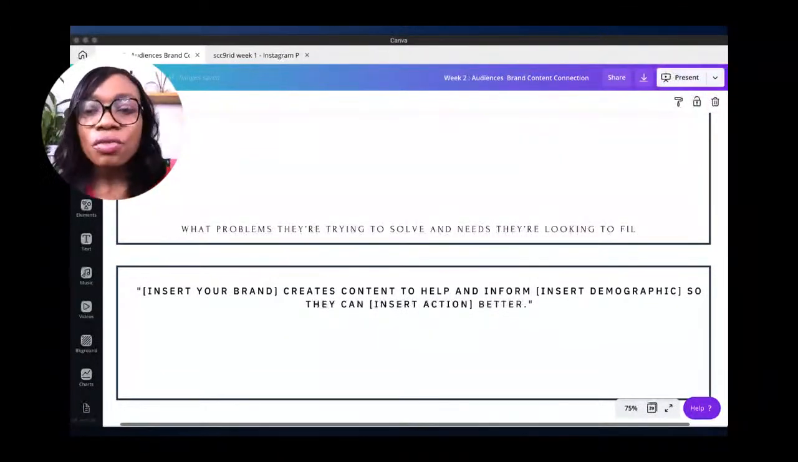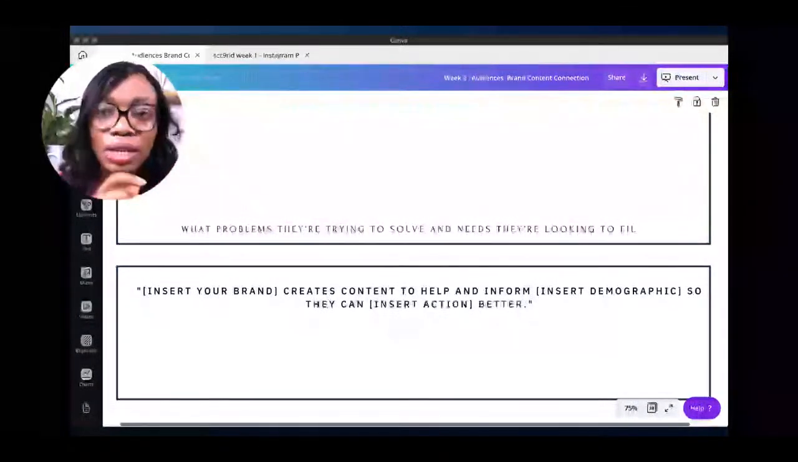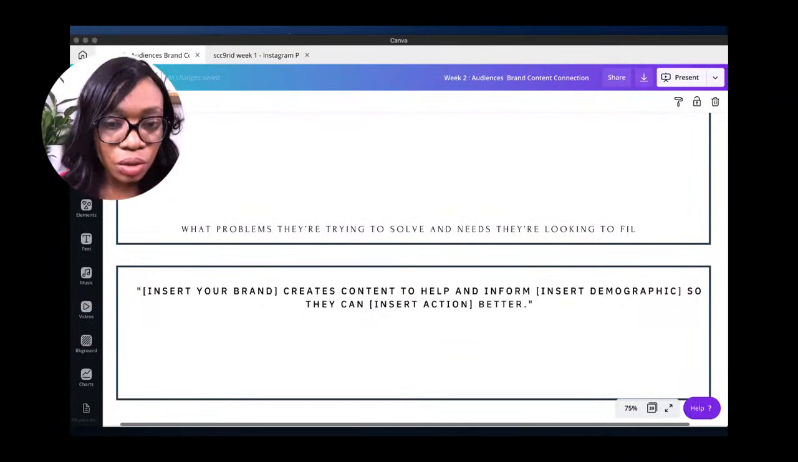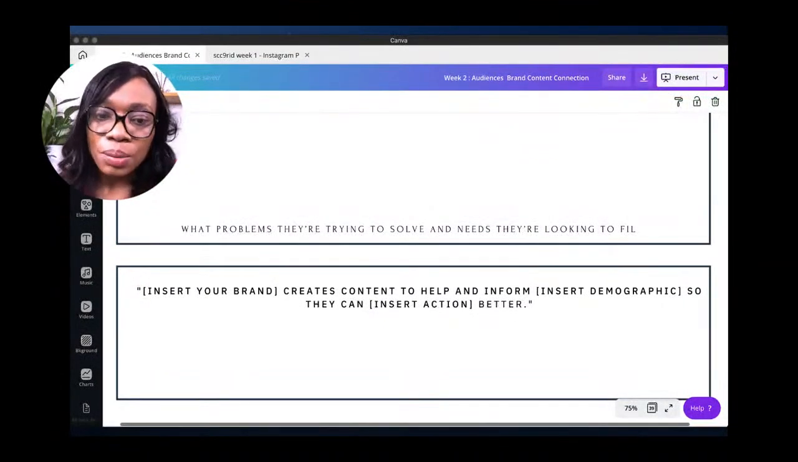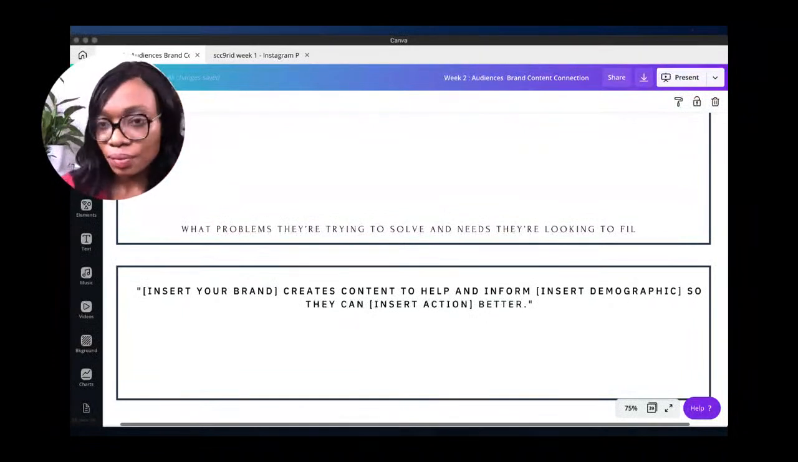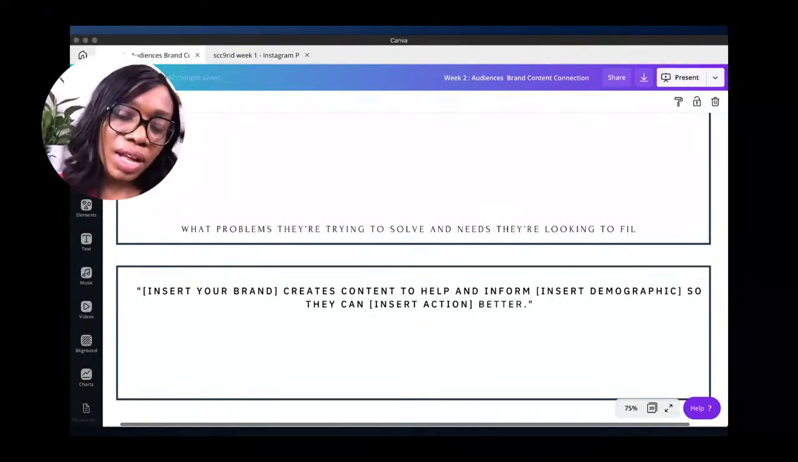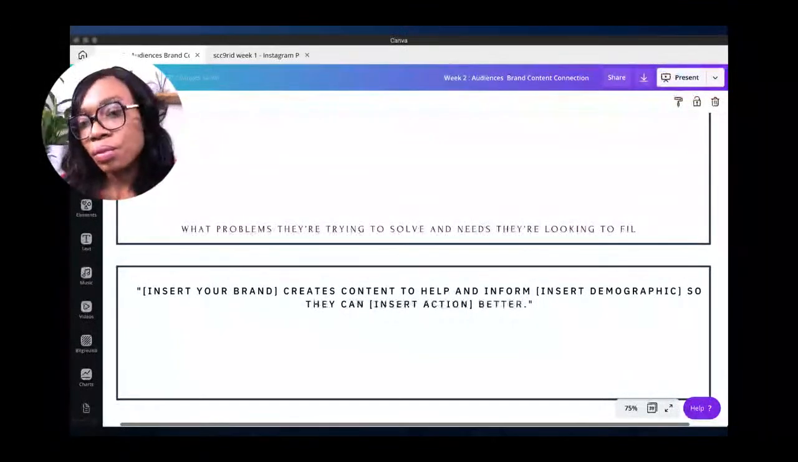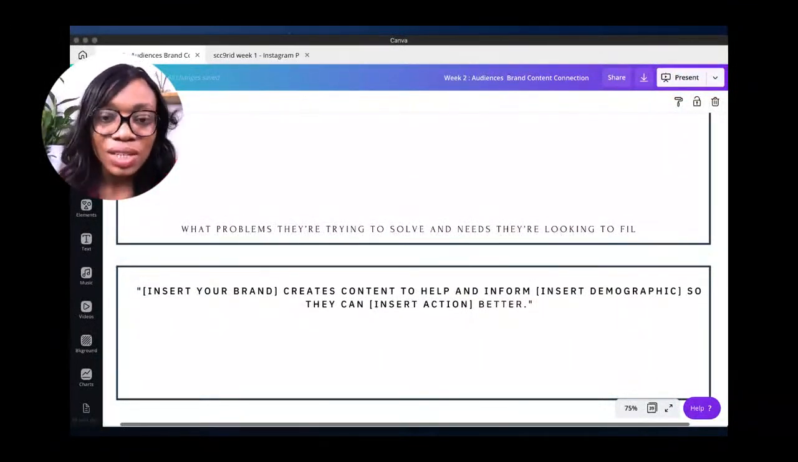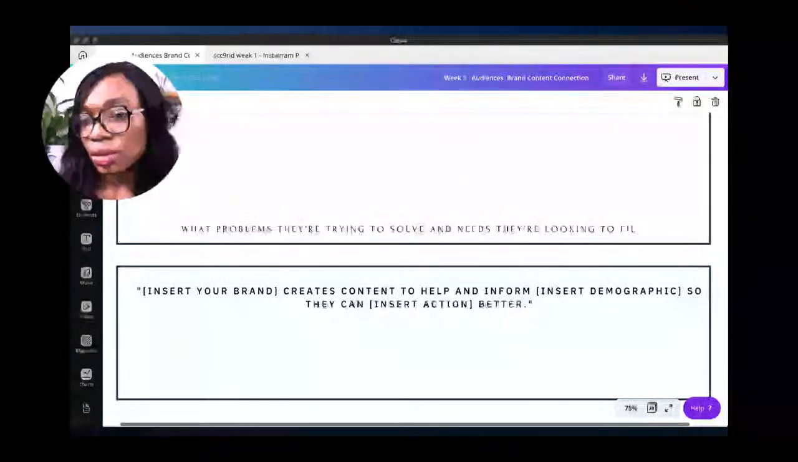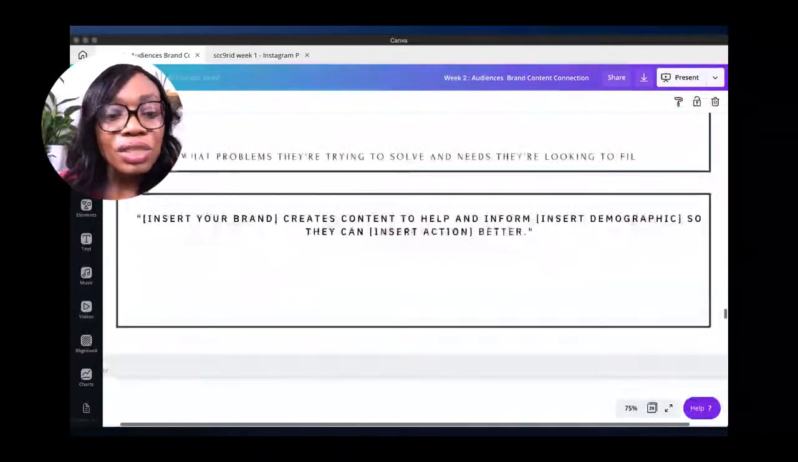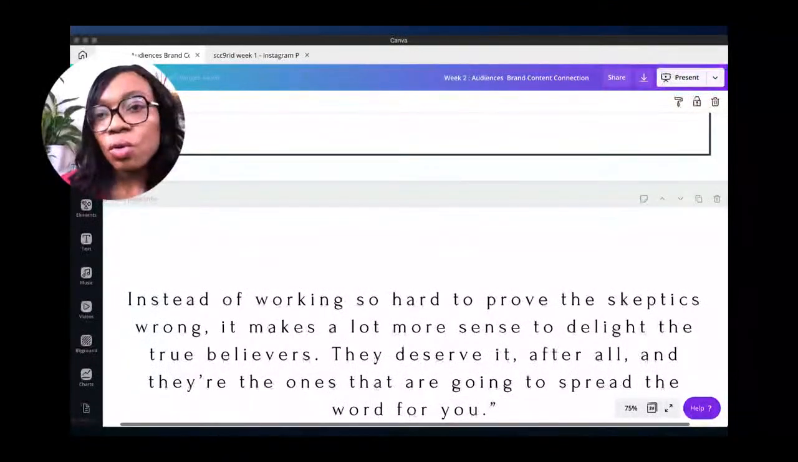Because if you have this content statement, it helps you create better content in the future. If I know that Natural Nyota creates content to help and inform Black women so that they can take care of their hair better, that's Natural Nyota. If I look at Tolu, Tolu can say that Tolu Tad creates content to help and inform women. She'll be specific about the women so that they can live a better life or have work-life balance. So you can insert yourself into this, and all this information that you've provided before will lead to the content that you will create.